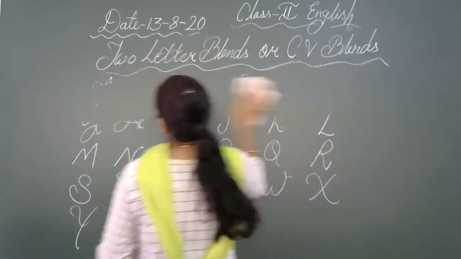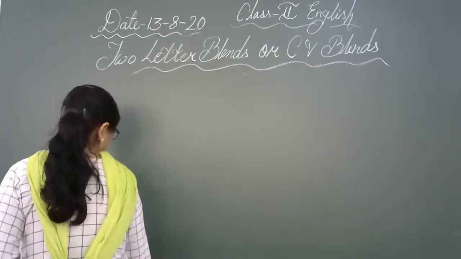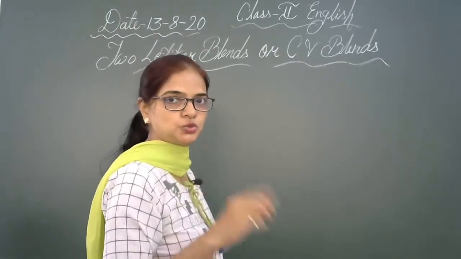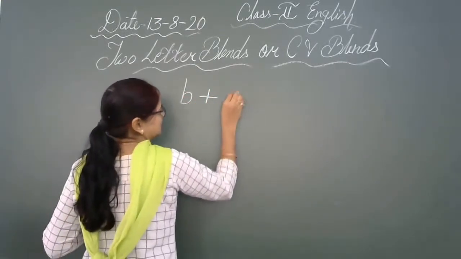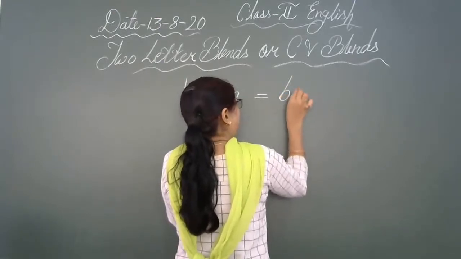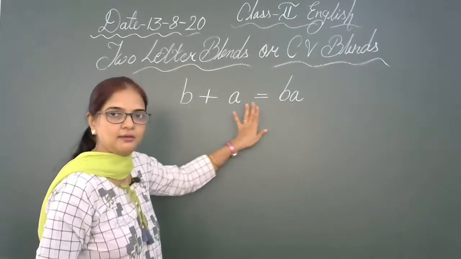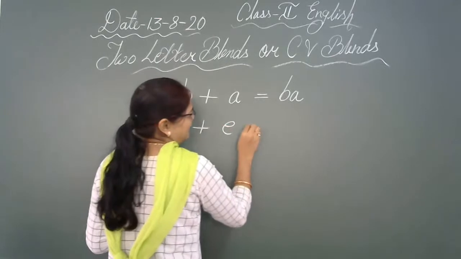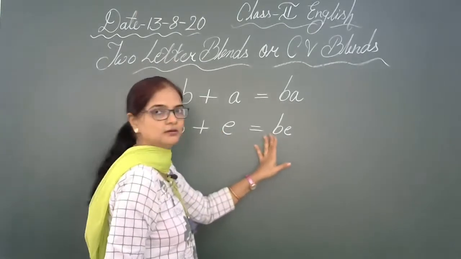Okay, now let's move to consonants and vowels. Now put consonants and vowels together. Let's see some examples. B plus A makes ba. You repeat after me. B plus A makes ba.